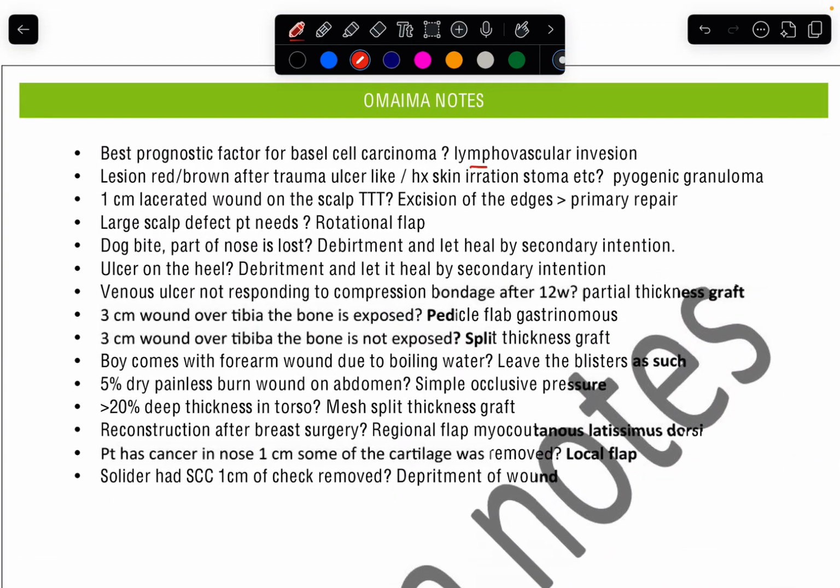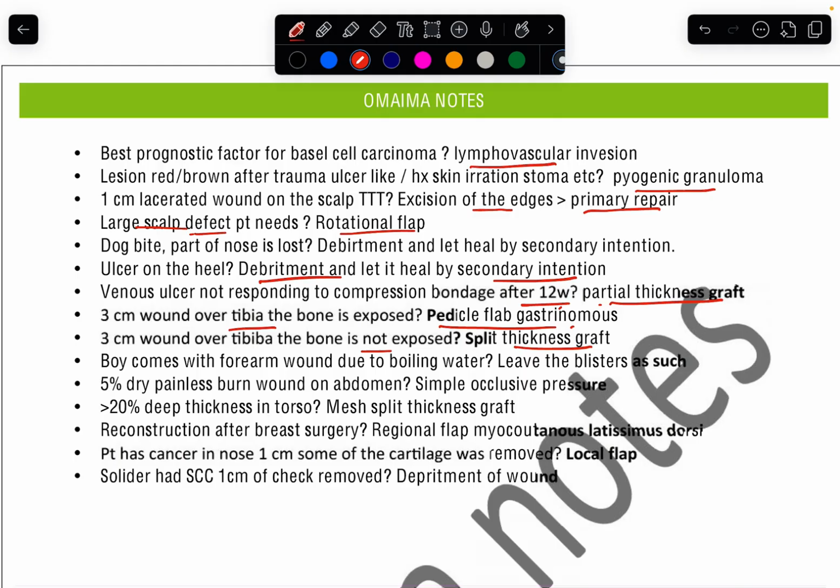Best prognostic factor of basal cell carcinoma, lymphoma. Lesion red brown, trauma, ulcer-like skin irritation. 1 centimeter laceration on the scalp, treatment is primary closure. Large scalp defect, rotational flaps. Dog bite, part of the nose, debridement, let it heal by secondary intention. Ulcer on the heel, debridement, heal by secondary intention. Venous ulcer not responding to compression bandage for 12 weeks, partial thickness graft. 3 cm on the tibia exposed, pedicle graft from gastrocnemius. 3 cm on the tibia, bone is not exposed, split graft.